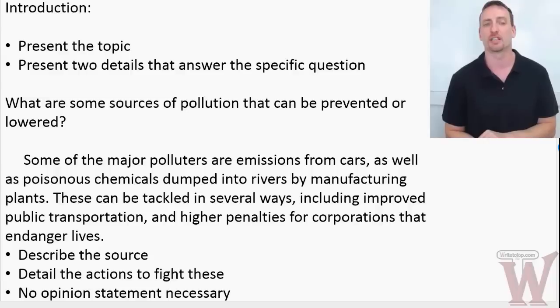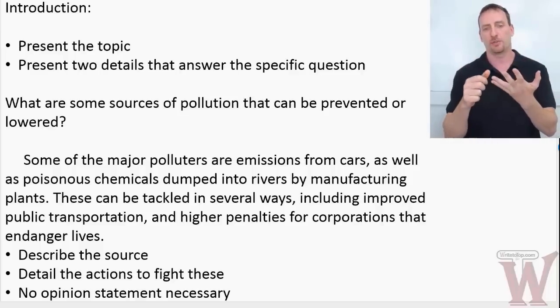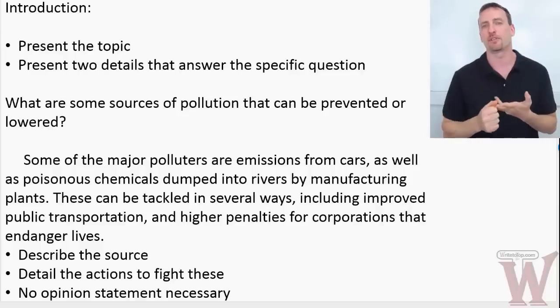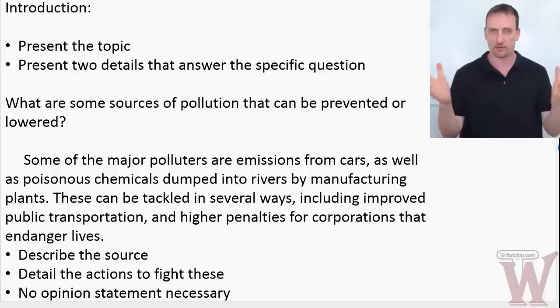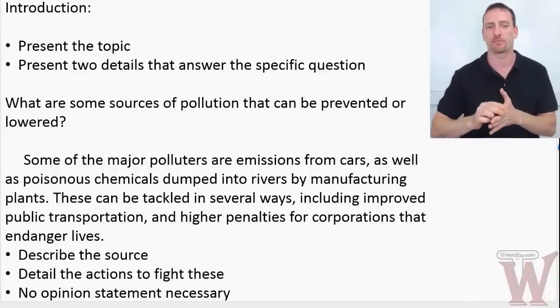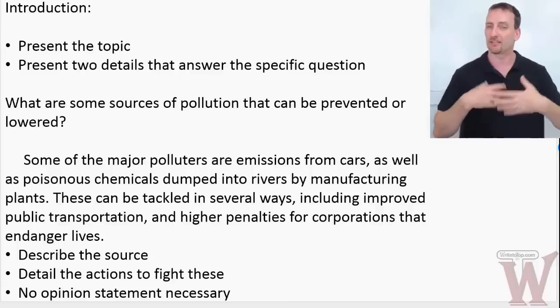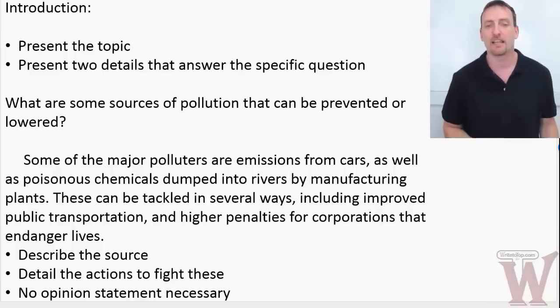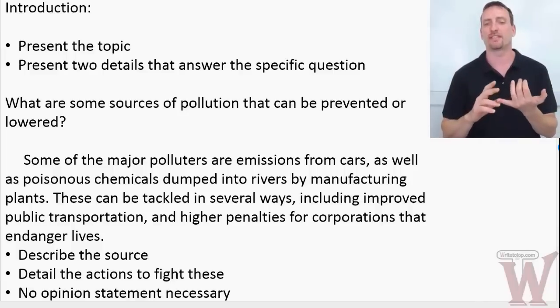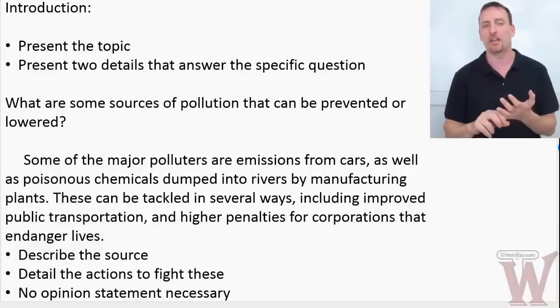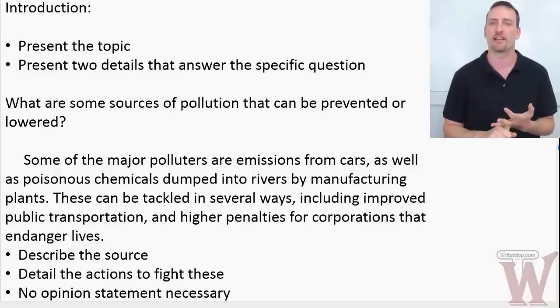Here's a sample introduction. Some of the major polluters are emissions from cars, as well as poisonous chemicals dumped into rivers by manufacturing plants. We're talking about pollution, and we're talking about emissions and chemical dumping. Okay? Those are my two details, and my overall topic is pollution. These can be tackled in several ways. So I'm going to talk about the actual question. How can they be prevented, tackled, fought, including in several ways, including improved public transportation and higher penalties for corporations that endanger lives.